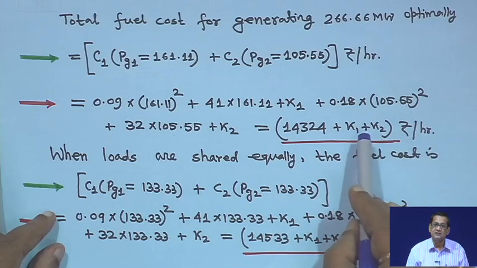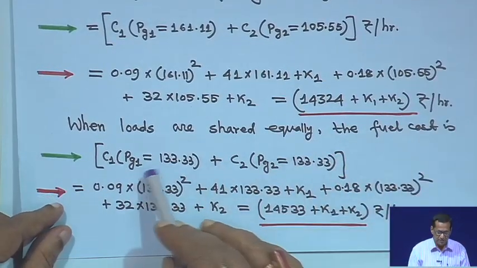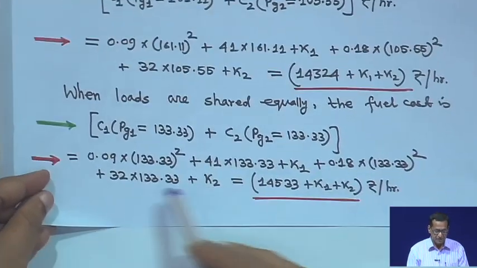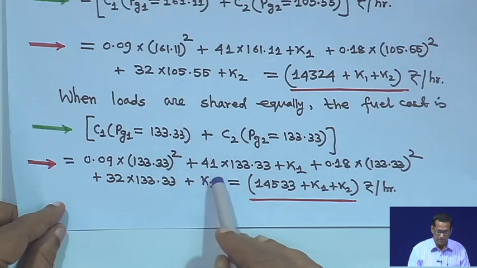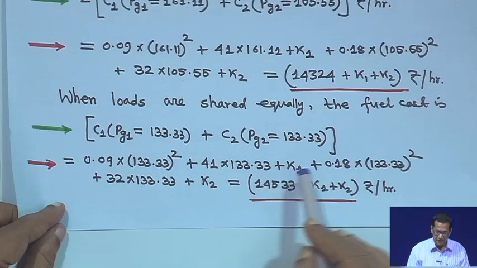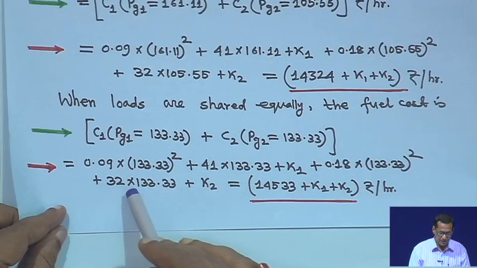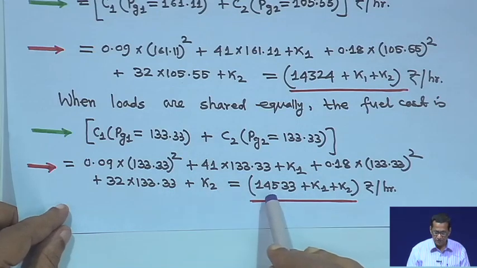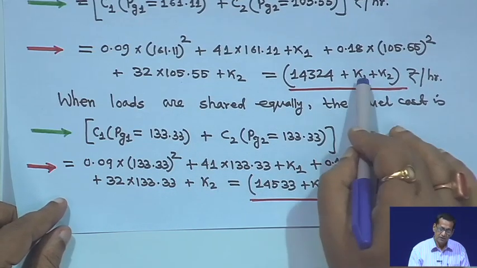So, the constants K1 and K2 are here. Now, when loads are shared equally, the fuel cost will be with Pg1 also 133.33 and Pg2 also 133.33. In that case it is 0.09 into 133.33 square plus 41 into 133.33 plus K1 plus 0.18 into 133.33 square plus 32 into 133.33 plus K2, which is equal to 14,533 plus K1 plus K2 rupees per hour. Here also K1 and K2 are present.